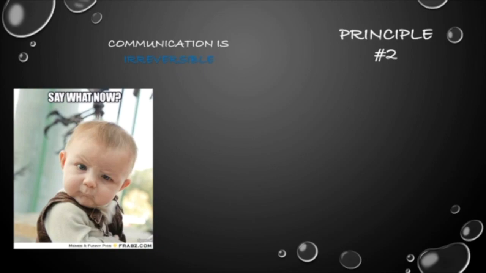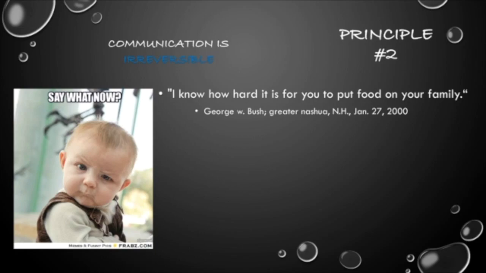these ways. I've got a list of quotes here that I think highlight how misspeaking, and in this case it's verbally having a misspoken verbal interaction, can actually impact your reputation. Here's the first one from George W. Bush. "I know how hard it is for you to put food on your family." That kind of statement, although obviously unintentional, definitely impacts the perception we have of him.